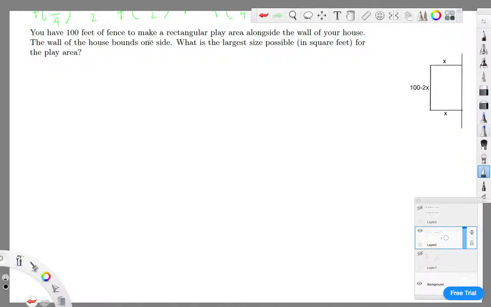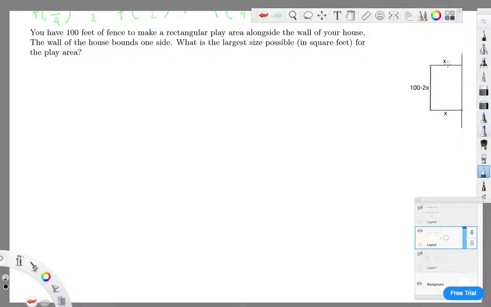You have 100 feet of fence to make a rectangular play area, or whatever, it doesn't have to be a play area, alongside the wall of your house. Right, the wall bounds one side. What's the largest possible play area? Or it could be a cow pasture or garden or whatever. So we have three sides made up by that fence. It's 100 feet long, and then the other side is the house.